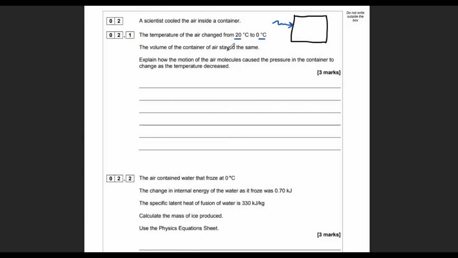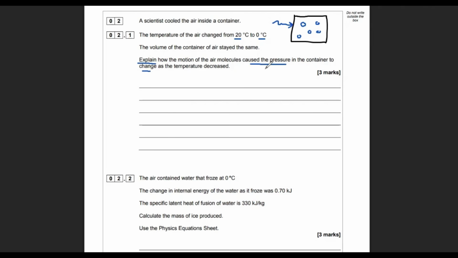The volume of the container of air stayed the same. So what that's telling us is the amount of particles in there stayed the same. Explain how the motion of the air molecules caused the pressure in the container to change as the temperature decreased. So we've got an explain. We need to use science here. How the motion of the air caused the pressure to change.